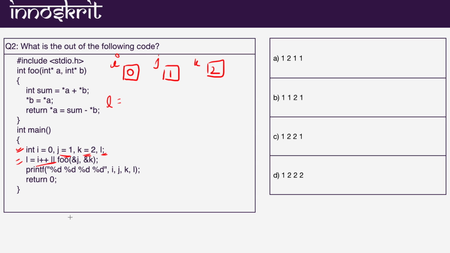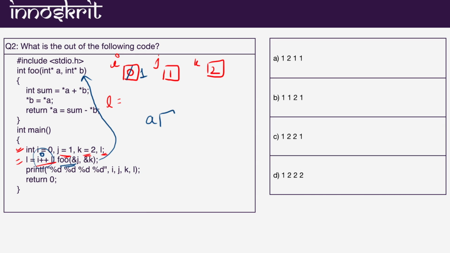This function says increment i, but this is post increment. So first the value will come, which is 0, and then the increment operation will be performed, so it will become 1. When the first argument of the OR operation is 0, we always calculate the second argument. The second argument says that we are passing the addresses of j and k. This is basically call by reference, and the addresses of j and k will be received by these two variables, that is a and b.